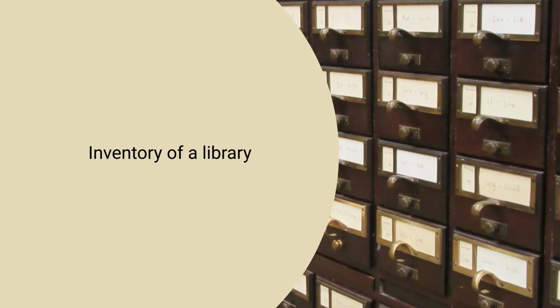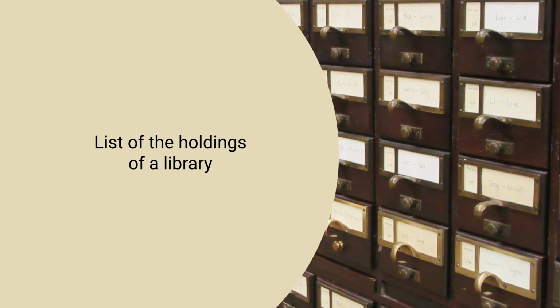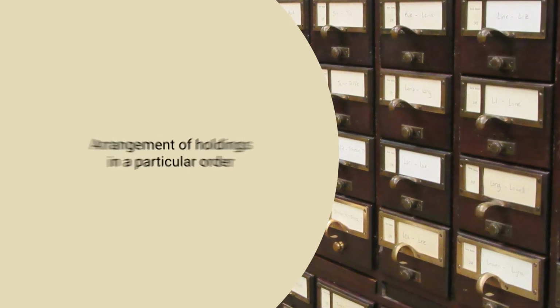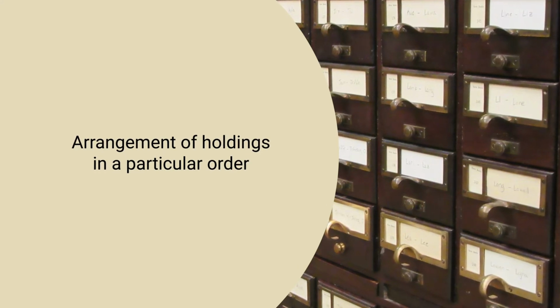That could be a list, as we have been saying, but catalog is more than a list. As we say, it is the inventory of the library. It is a list of the holdings of a library. We also say it is arrangement of holdings in a particular order. This is a little ahead of what we have been saying. When you say a list, when you say an inventory, it could be just listing each and every document in the library.